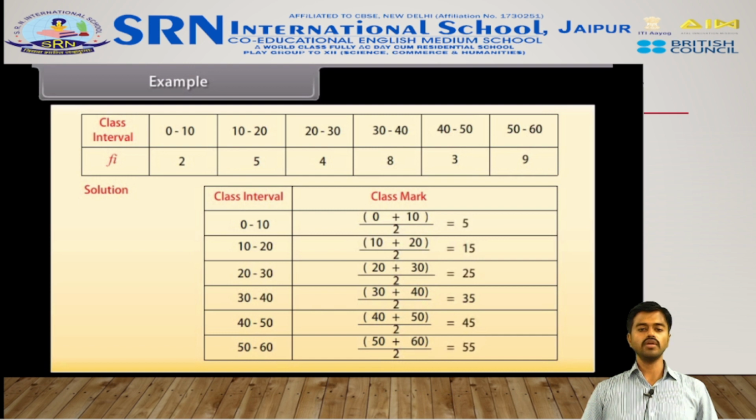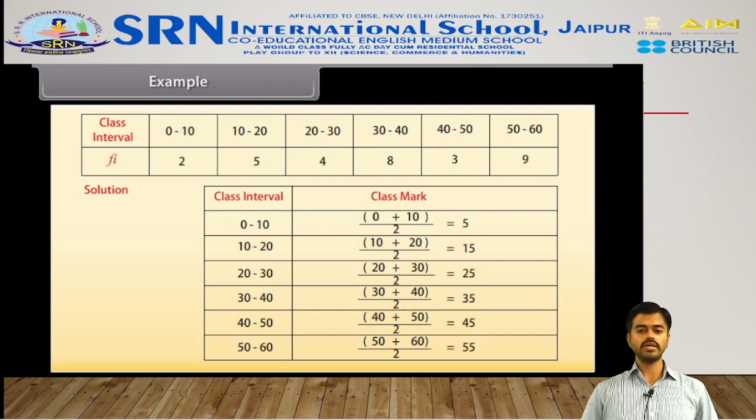Now this example can be extended so that we can introduce class mark and its application. So class interval ranges from 0 to 10, 10 to 20 and so on till 50 to 60, and frequencies are respectively 2, 5, 4, 8, 3, 9. Now we will make a table accordingly in which class interval and class marks are mentioned.